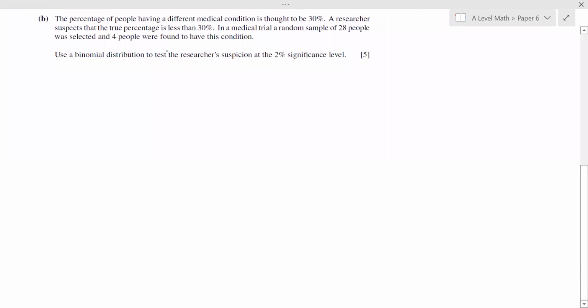Part B, the percentage of people having a different medical condition is thought to be 30%. A researcher suspects that the true percentage is less than 30%. The keyword is less than. In a medical trial, a random sample of 28 people was selected, and 4 were found to have this condition. We have N equals 28, and X here is 4. Out of 28, 4 have this medical condition.